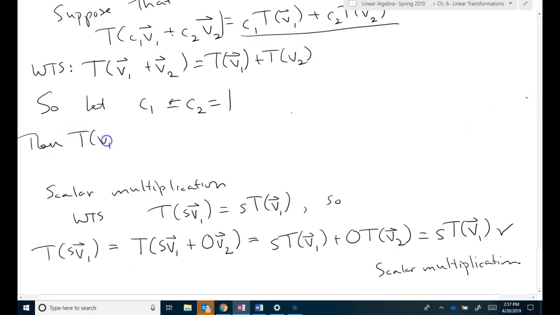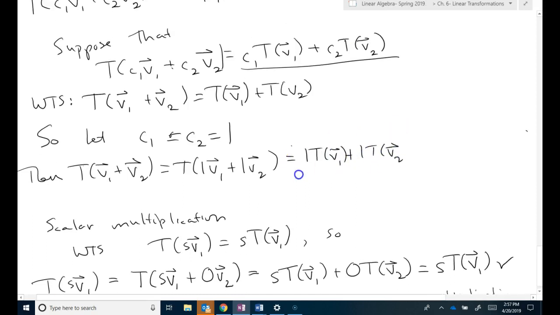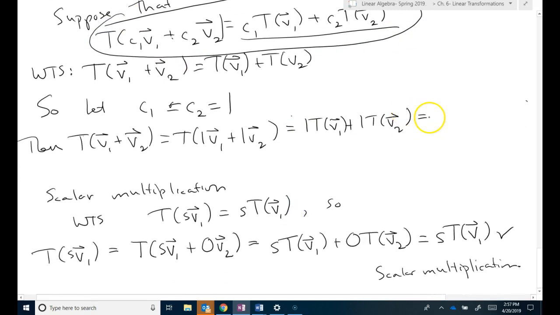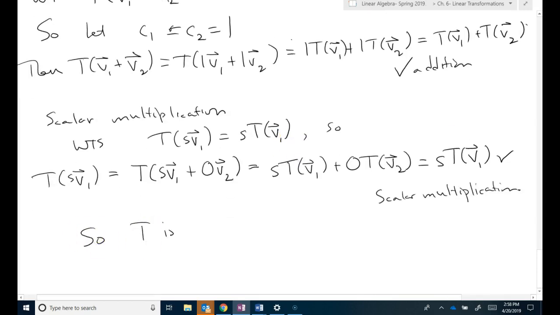We're going to take T of V1 plus V2, and that'll equal T of 1 times V1 plus 1 times V2. That's assuming letting C1 and C2 equal 1. Then this is going to equal 1 T of V1 plus 1 T of V2 because of this true statement right there, for all C1 and C2, and that'll equal then T of V1 plus T of V2. And now we've proven addition. So T is a linear transformation.